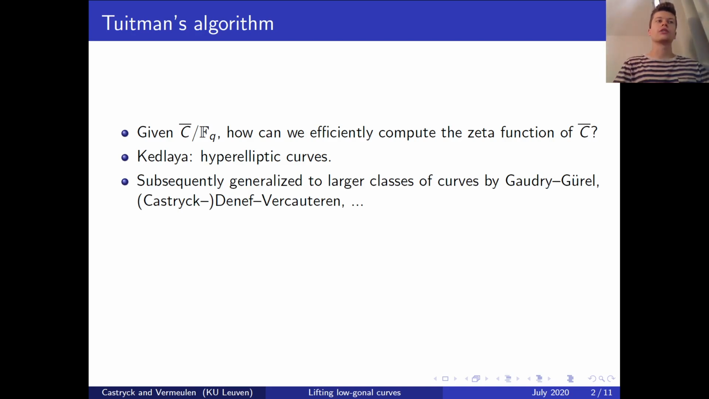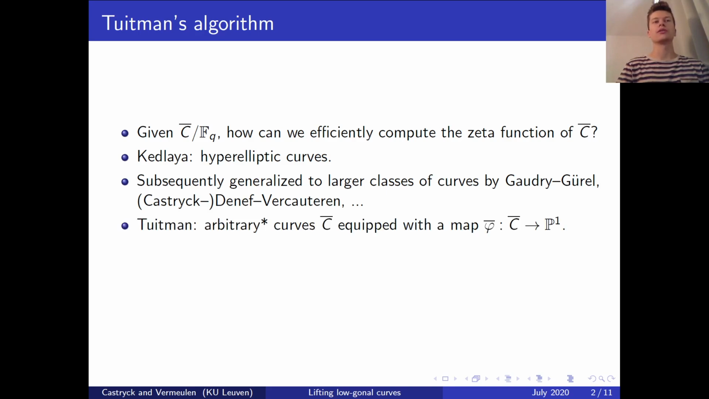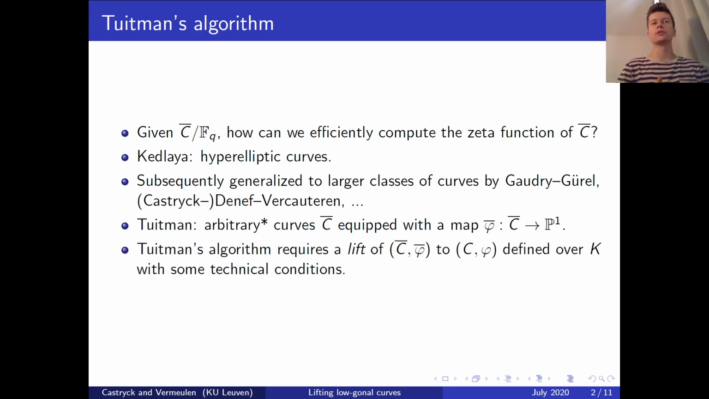Then in 2016, Tuitman developed an algorithm in similar style, also with Frobenius acting on cohomology, which applies to potentially arbitrary curves C bar which come equipped with a map to P1. Preferably the degree of this map should be as low as possible. But there is a technical aspect in Tuitman's algorithm, namely you have to supply the algorithm with a lift of this curve to characteristic 0, so to some number field. You also have to lift this map phi bar, and they have to satisfy some technical conditions.